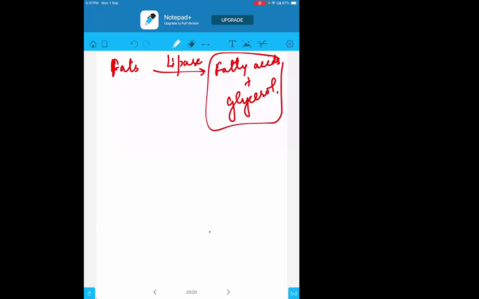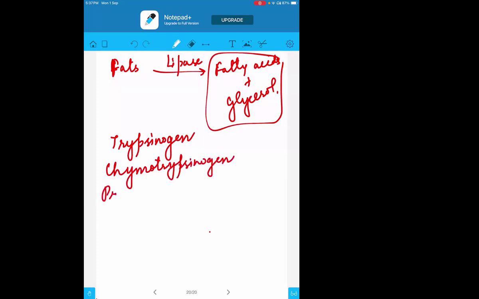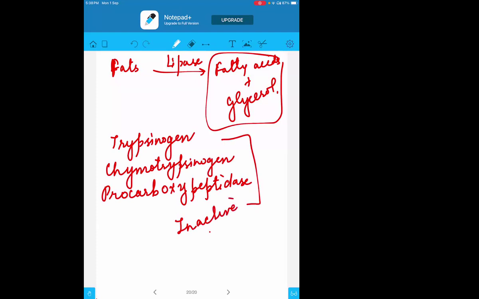The other thing is that these enzymes are present in the inactive form, by the names trypsinogen, chymotrypsinogen, and procarboxypeptidase. These three are the inactive forms. Now, if they are present in an inactive form in our body, there is no use.